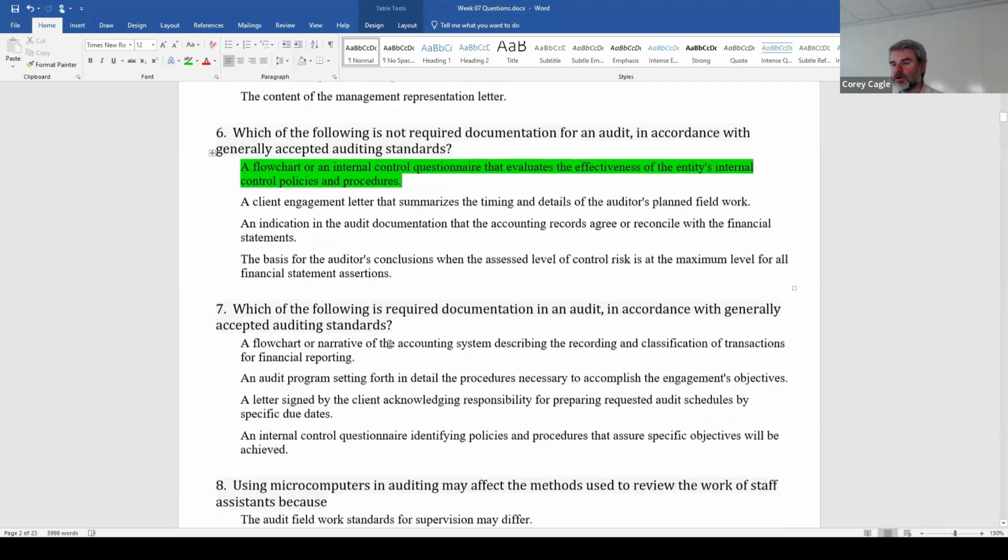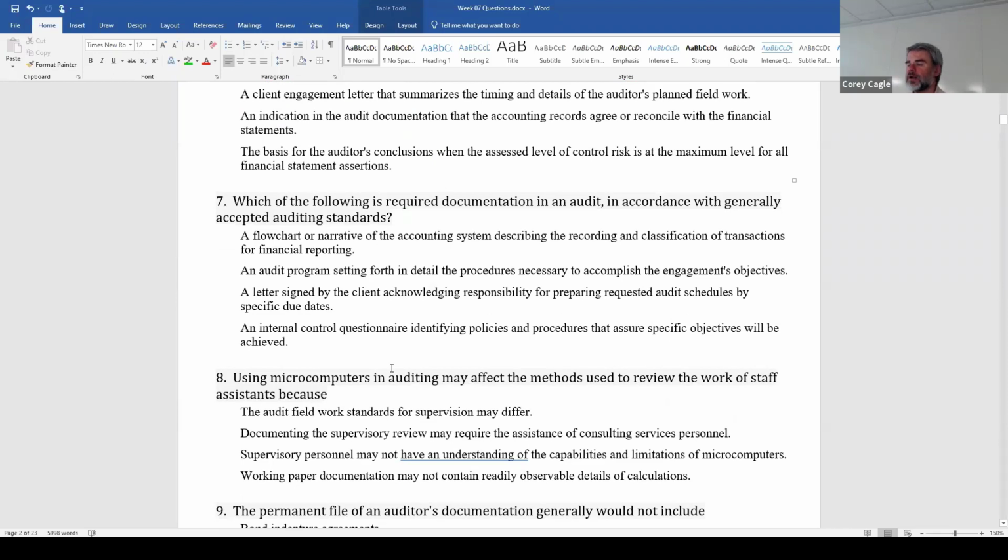Number 7 is kind of similar. Which of the following is required documentation in an audit? So we're kind of looking for the thing we are required to do in the first place, all right? A says a flow chart or narrative of the accounting system. We're not required to do that. We're not forbidden from doing it, but we're not required to.